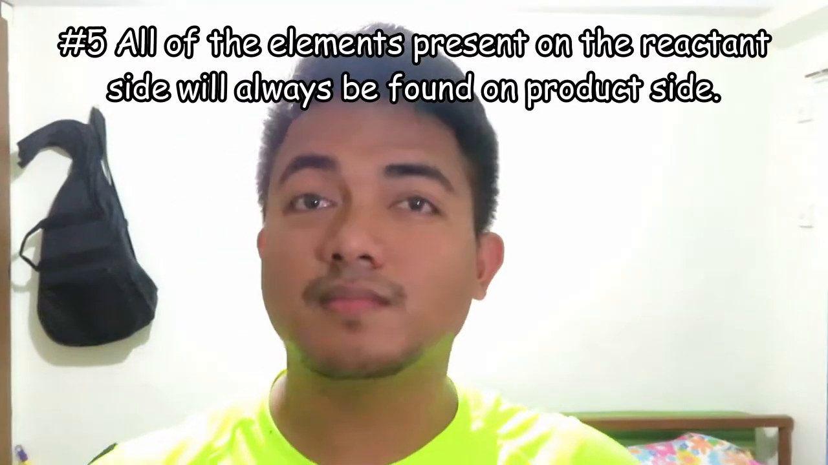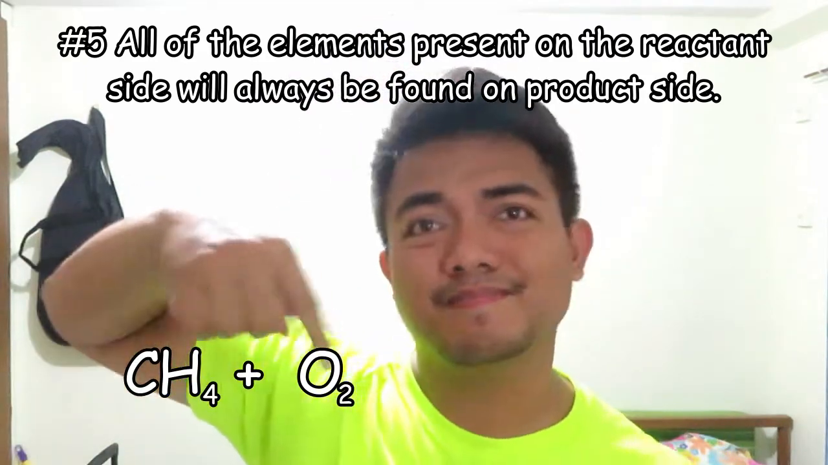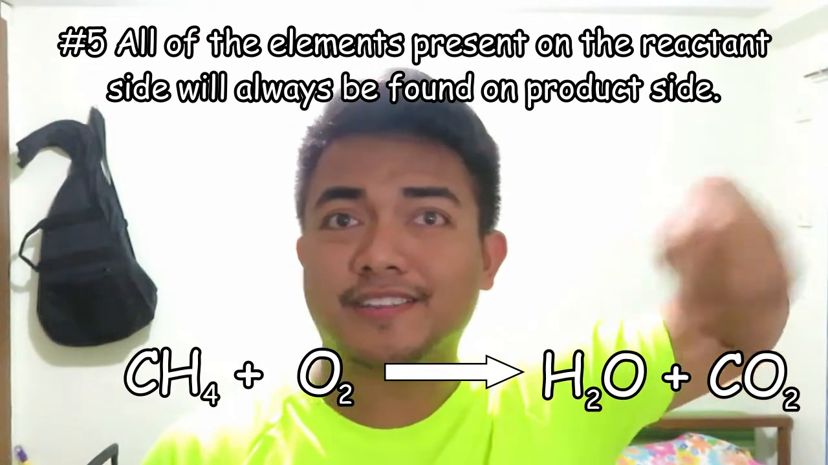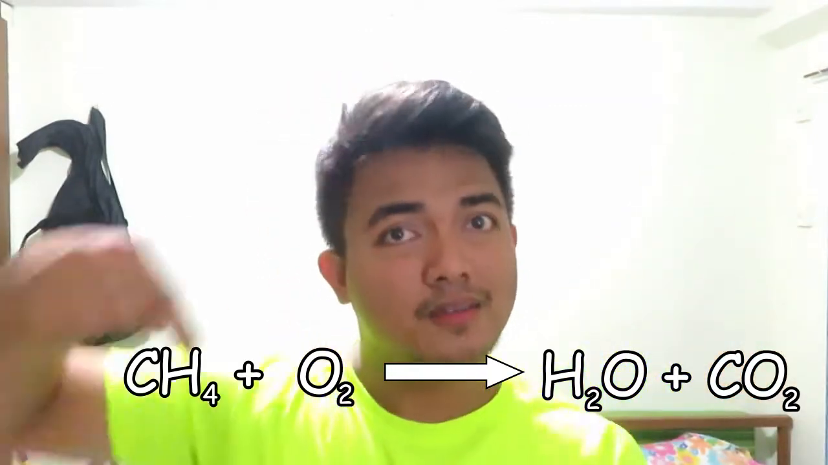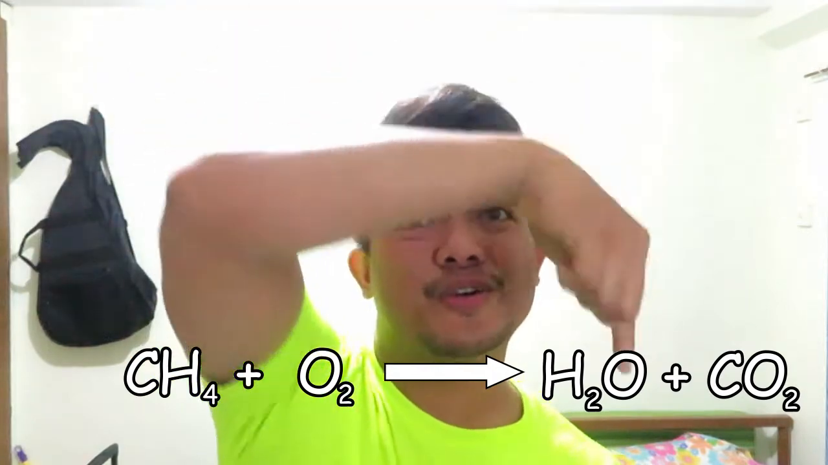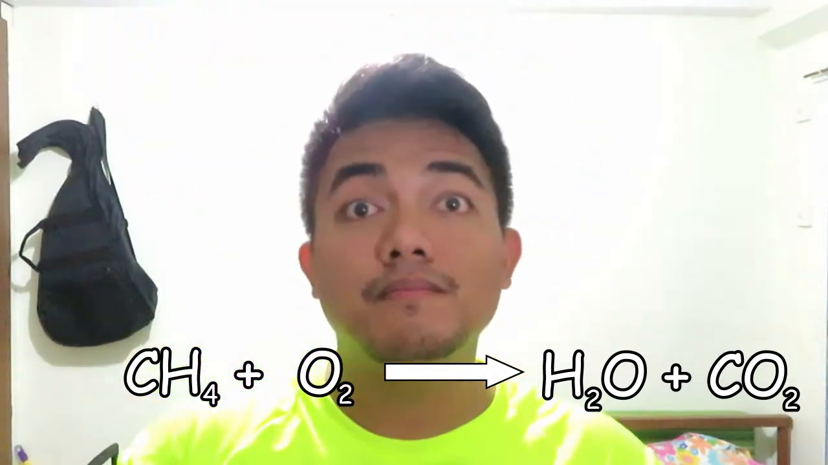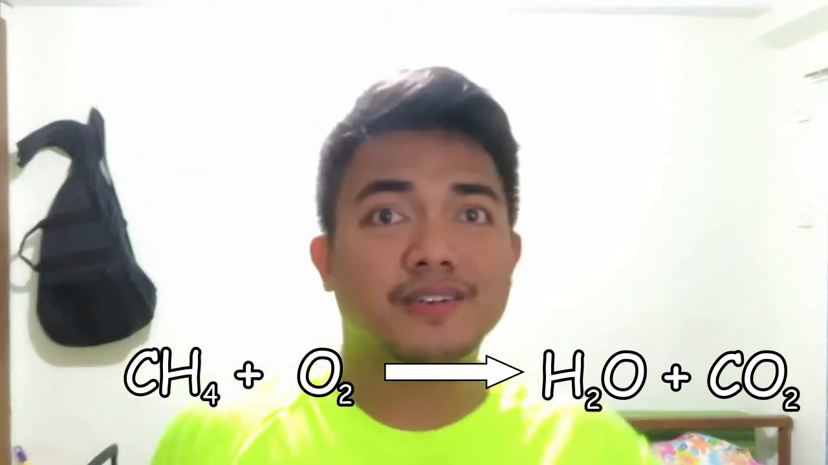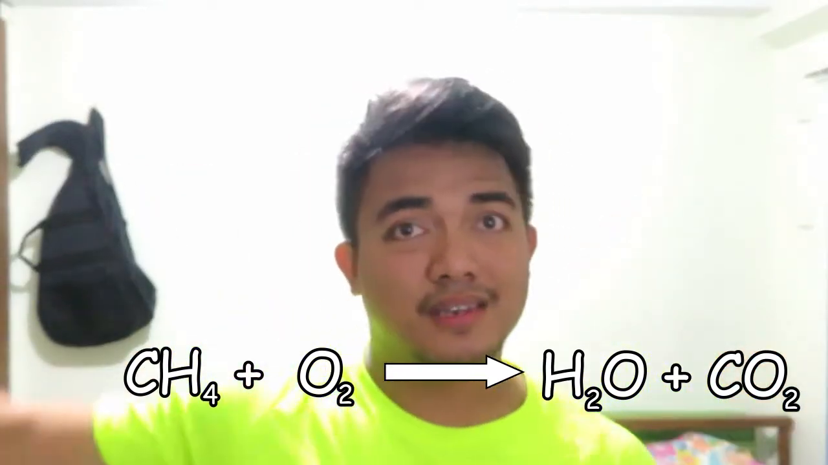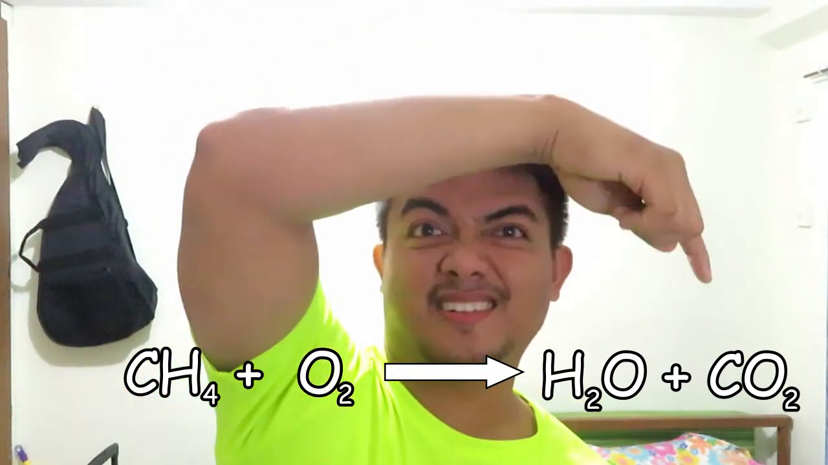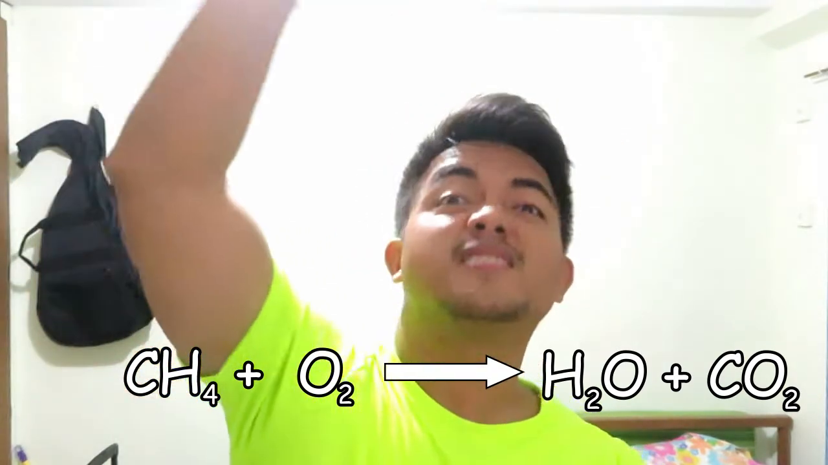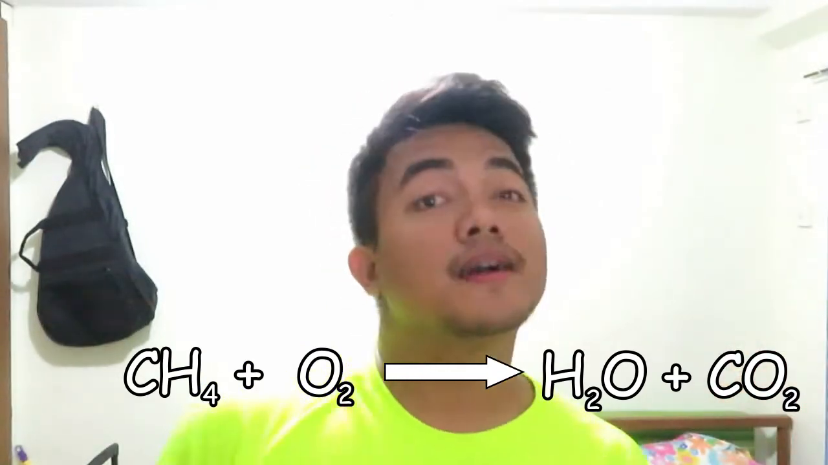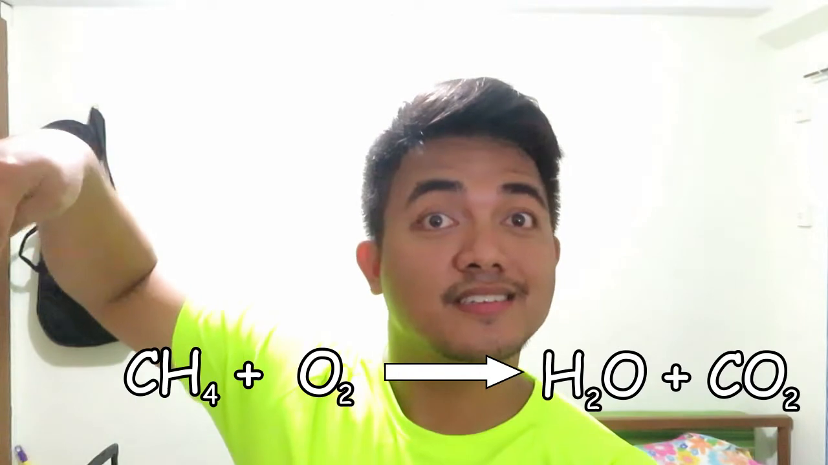And another thing, all of the elements on the reactant side should always be on the product side, because you use this to create your product. That would mean you're not supposed to lose anything, because you use this to create this. So if there's a C here, there's a C on the other side. If there's an O here, there's an O on the other side. If you have H, whatever you use in the reactant side will be found on your product side.